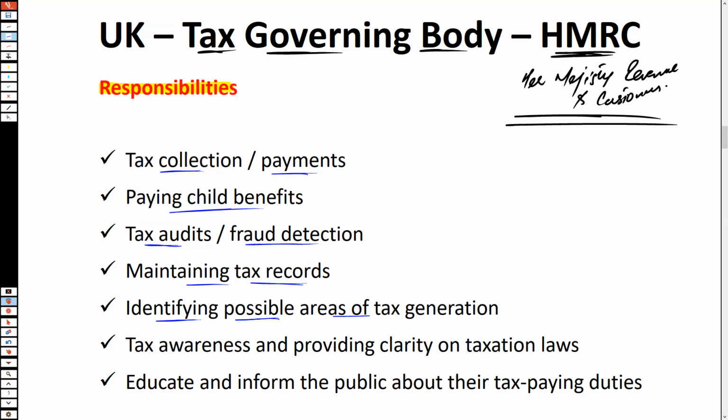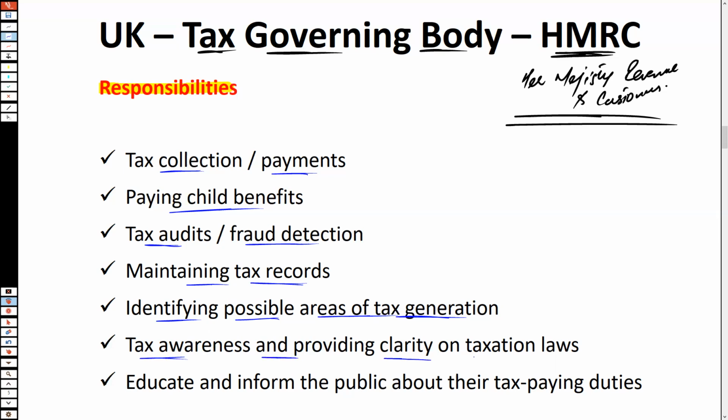Furthermore, identifying possible areas of tax generation. What exactly do you mean by this thing? As I told you, our tax is a revenue for the government. It means government always tries to increase its revenue, and they always try to identify the new possible areas from where they can get the tax from the taxpayers. So identifying possible areas of tax generation is another responsibility of the tax governing body.